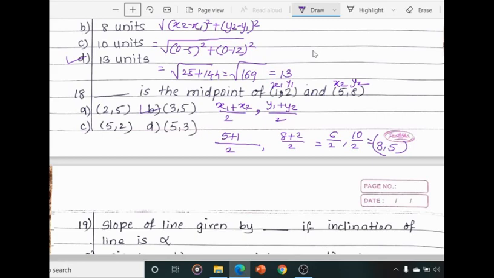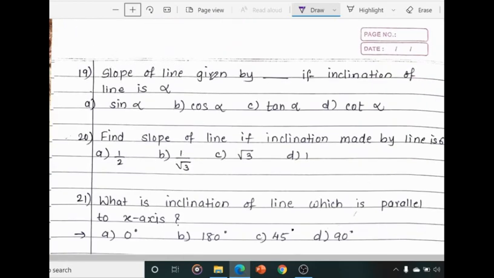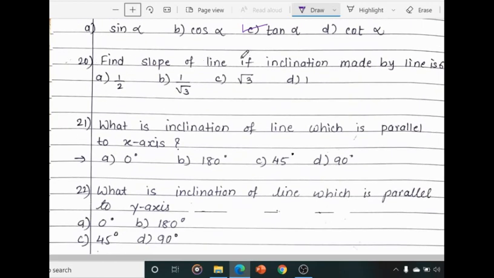This is the answer. Next, slope of line is given by dash if the inclination of the line is alpha. We know the slope of a line is always given by tan alpha. Find the slope of the line if the inclination made by the line is 60 degrees. We know how to find the slope. The formula is tan alpha or tan theta. So tan theta, here theta is given as 60. So tan 60, and we know the value of tan 60 is root 3. So the answer is root 3.